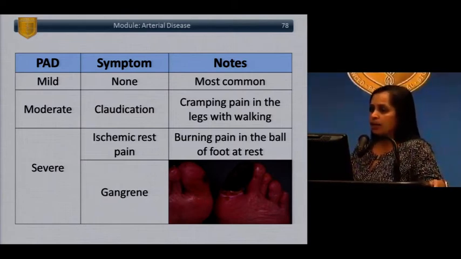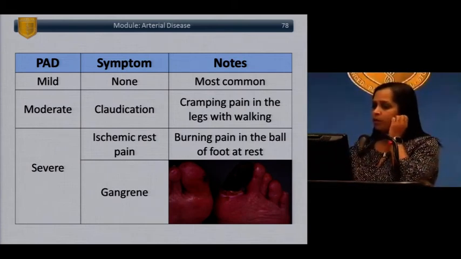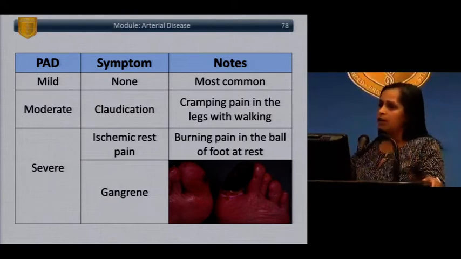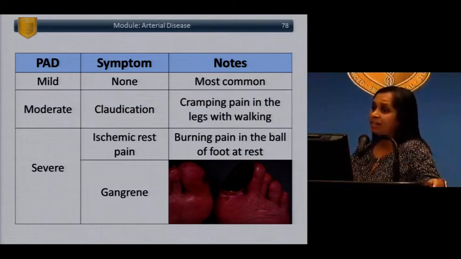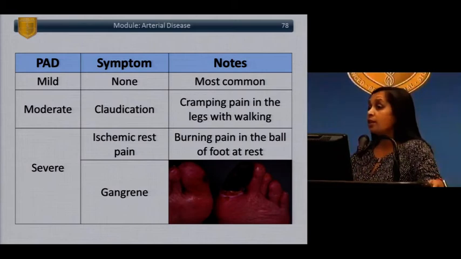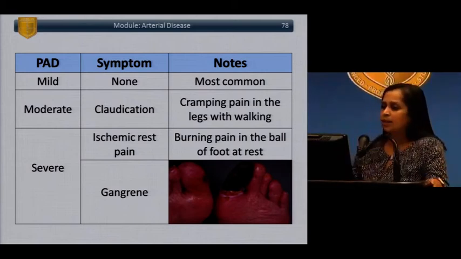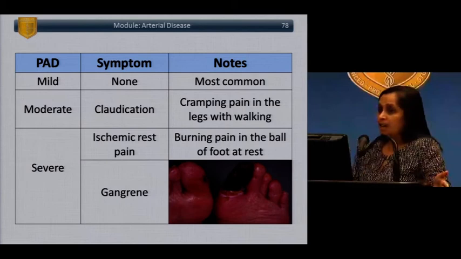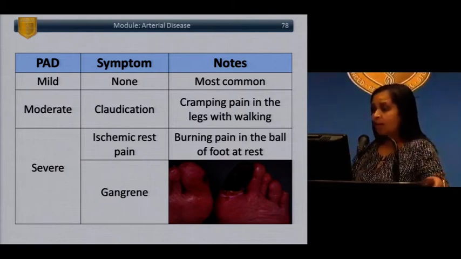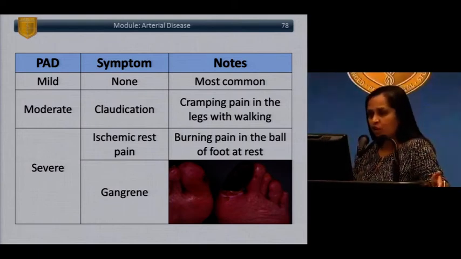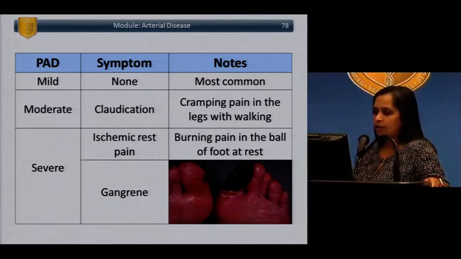Rest pain is pain typically across the transmetatarsals or in the ball of the foot at rest that improves with dependency. So it occurs when the leg is elevated, and it improves with dependency. It tends to occur because the vessels are maximally vasodilated at this point, and because of the severity of the arterial insufficiency, the blood flow is really dependent to a great degree on gravity. So gravity helps it, and the pain improves. And then gangrene is the most severe symptom of arterial insufficiency.